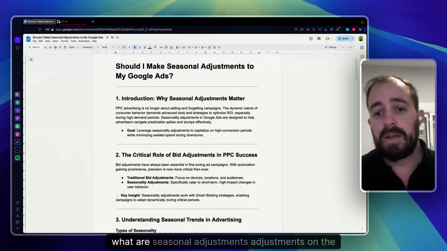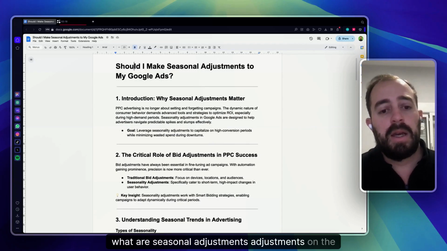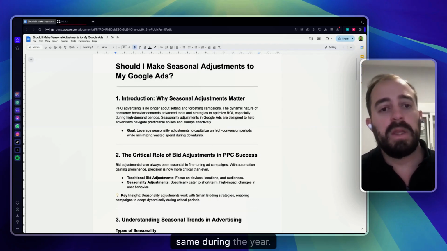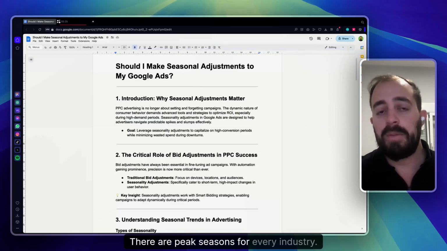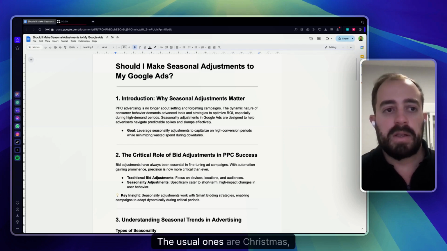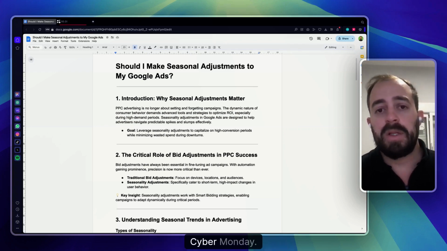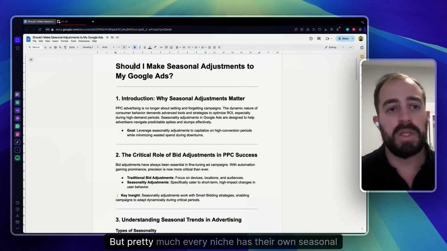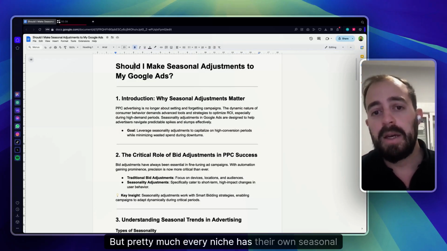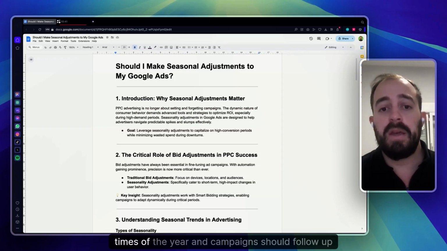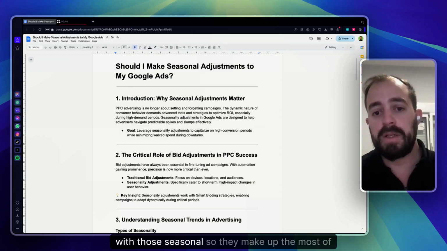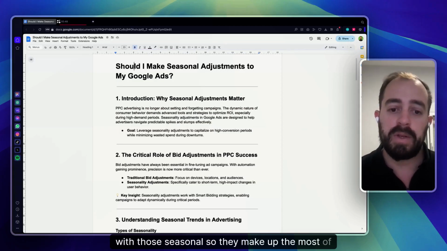First of all, what are seasonal adjustments? Adjustments on the campaigns. Well, as we know, campaigns don't always behave the same during the year. There are peak seasons for every industry. They don't have to be the same. The usual ones are Christmas, Black Friday, Cyber Monday, but it could be very different depending on the industry. Pretty much every niche has its own seasonal times of the year, and campaigns should follow up with those seasons so they make the most of it.